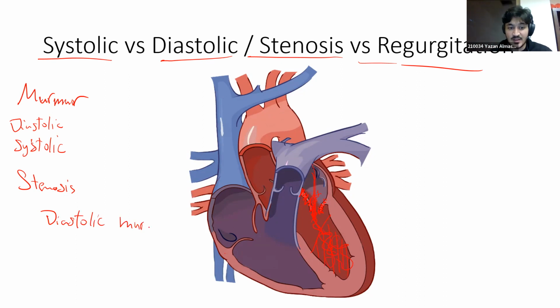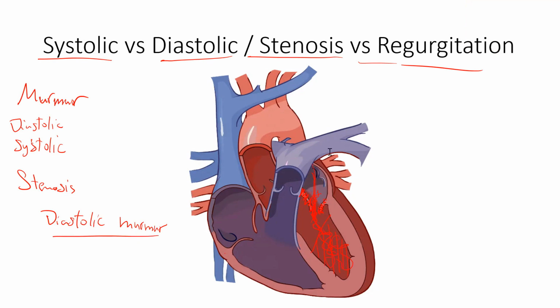So when we say mitral valve stenosis, is it a systolic or a diastolic murmur? What's the answer? It's written in front of you, you guys. Diastolic. Okay, perfect. Do you understand why, or should I re-explain why? Yes, understood. Perfect.